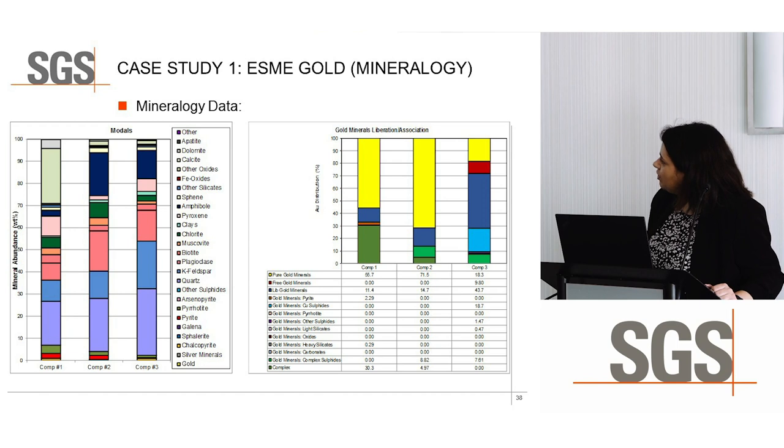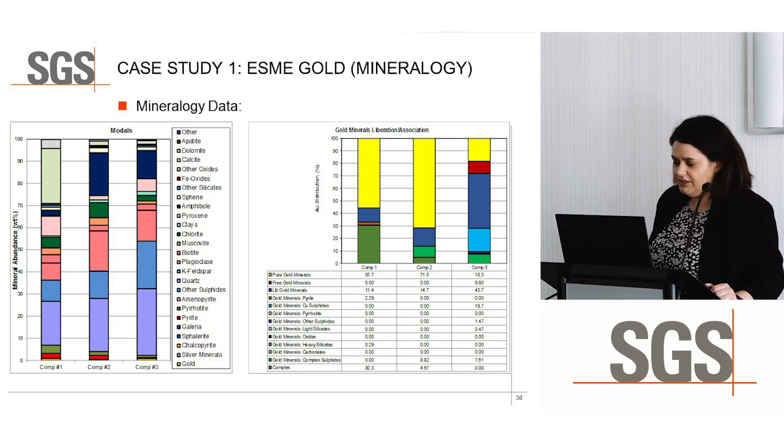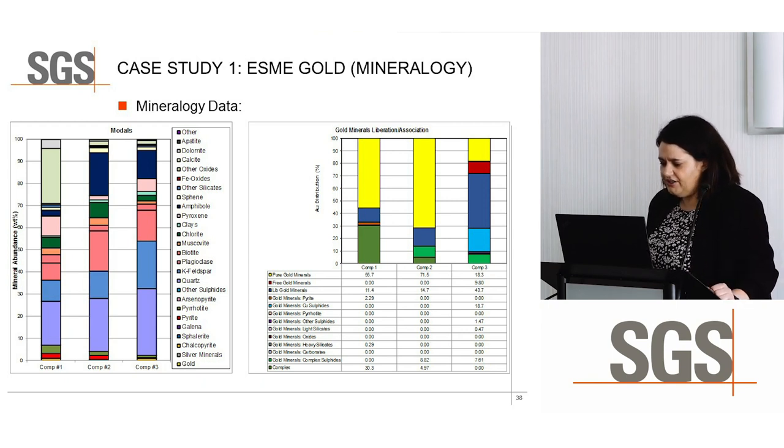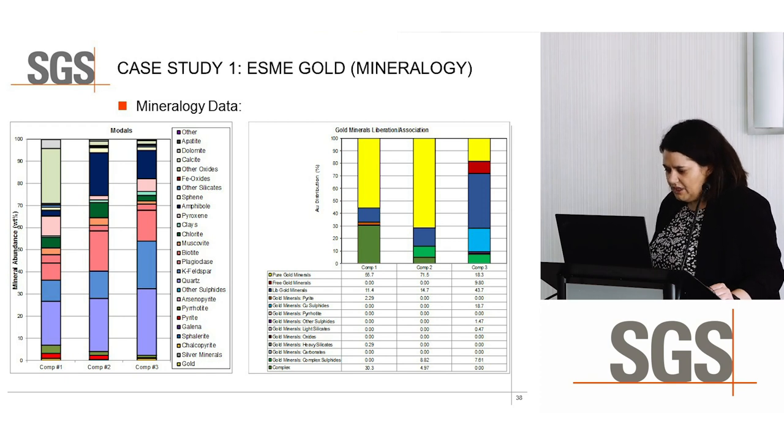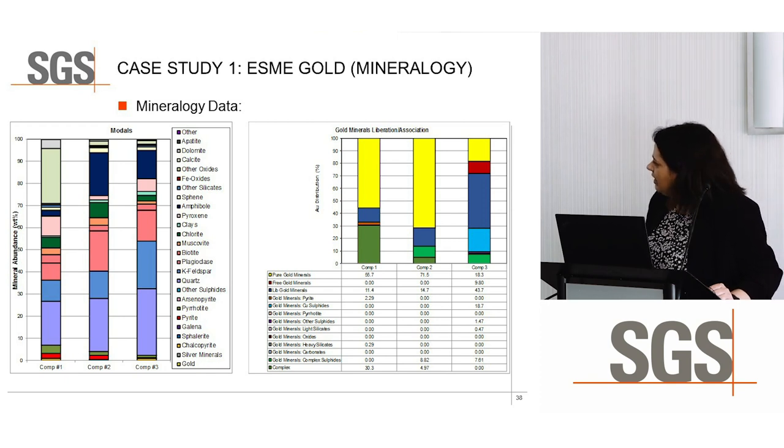Here we're looking at the gold liberation. So we looked at the gold. Generally, the gold was pretty much native gold. And you can see in terms of the three different composites, they had different liberations.